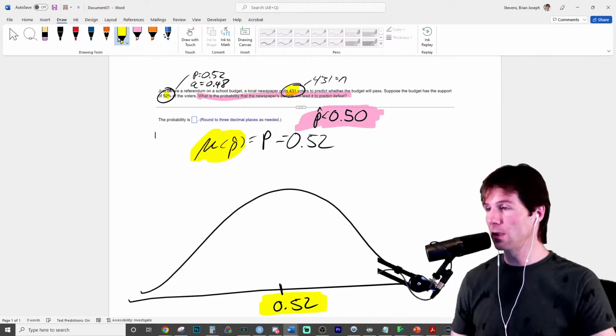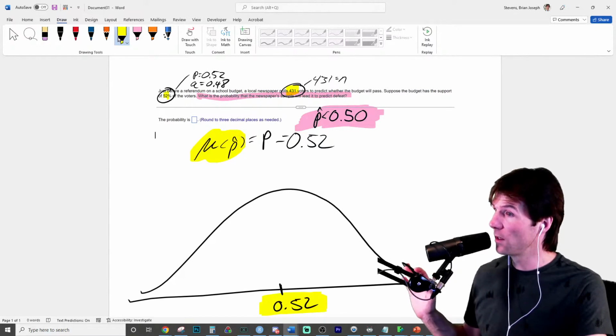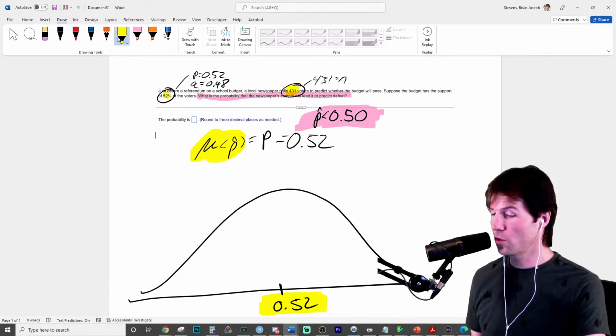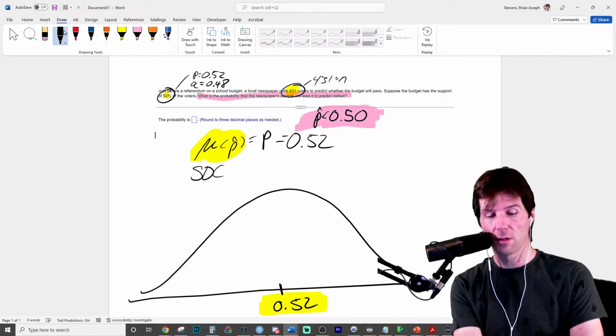52% is the center, the mean of the distribution. It's what we expect to see. It's not what we will see. It's what we expect to see. So what else do we need for a distribution? We also need a standard deviation.